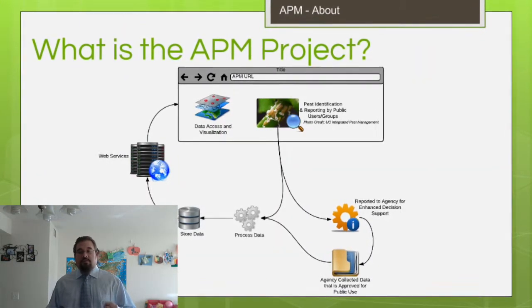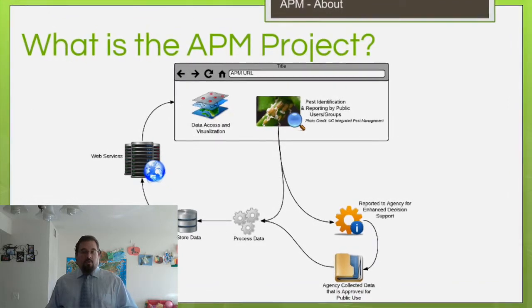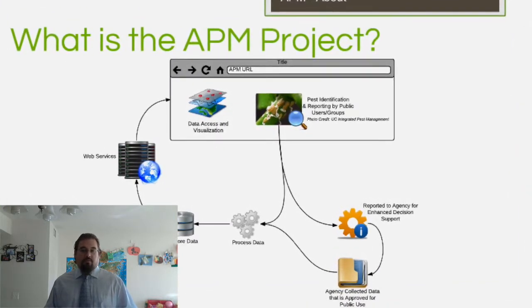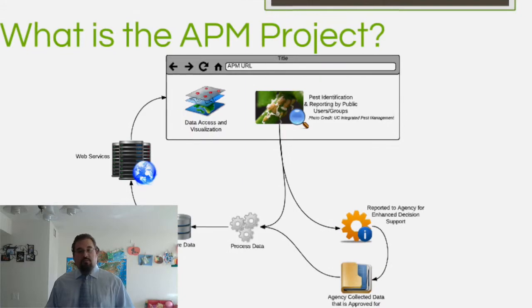The idea here is to give the agency more data to be able to make better informed decisions, while at the same time empowering the public to be part of the process and giving the public more access to data visualization so that they know what is going on and where these pests are occurring.